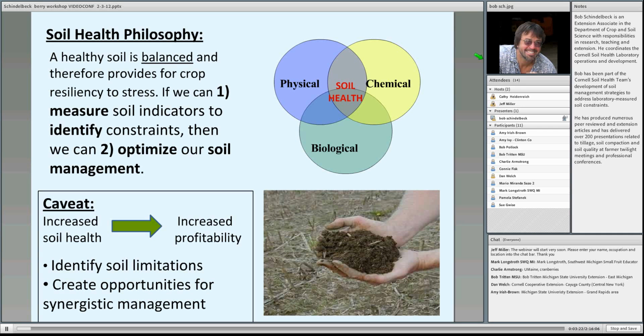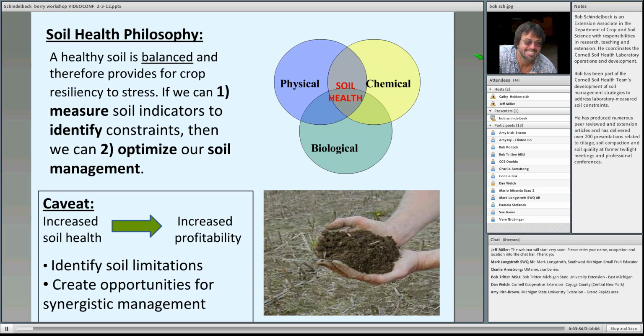Then we take that same understanding of perhaps impaired processes, if they do exist, and when we manage the soil, we can address those ideally several at a time. I've put a caveat at the bottom of this slide, which gets at the underpinnings of all this. Why would you want to increase your soil health? Well, at the very end of things, it has to be money, increased profitability. We want to be more successful with our management.